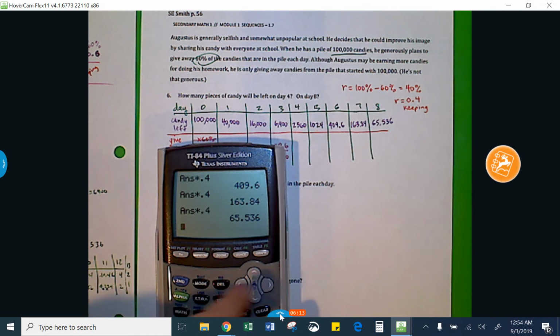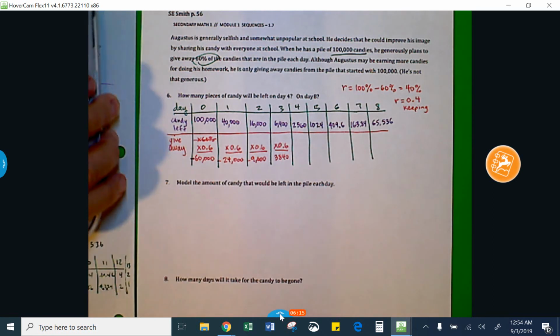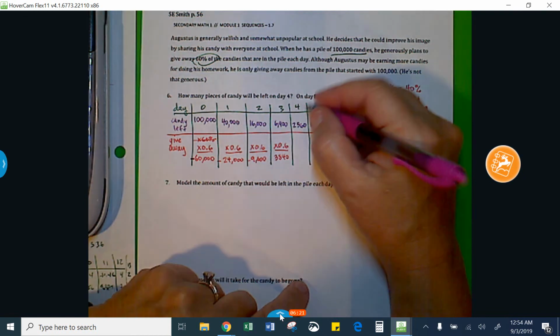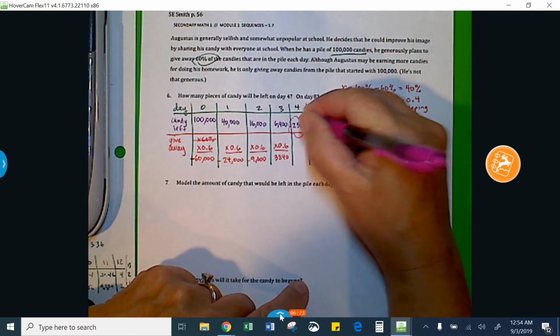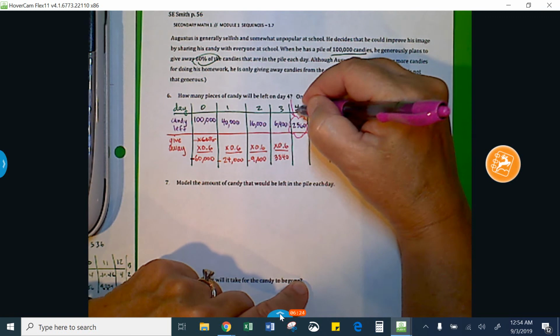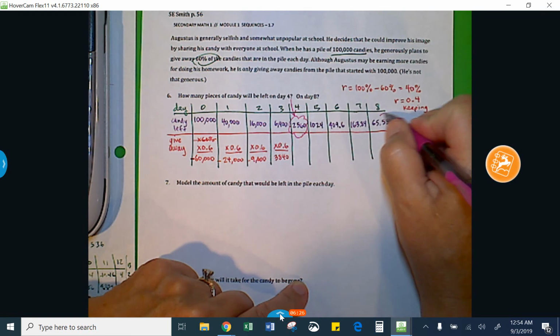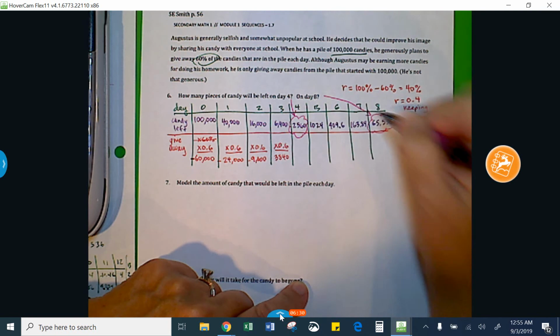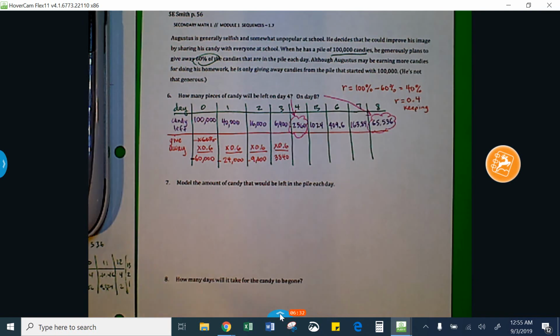And so forth. This answers the questions they're asking here. So, how many pieces of candy will be left on day 4? 2,560. On day 8, basically 65 pieces of candy.